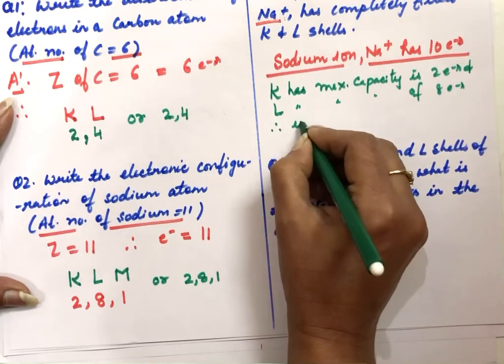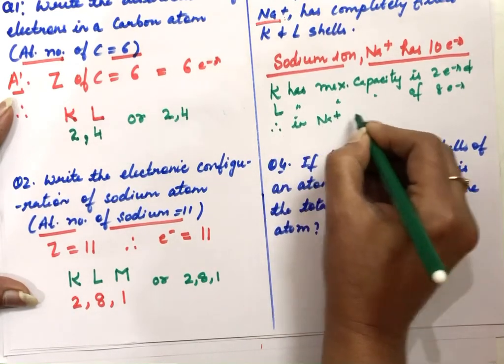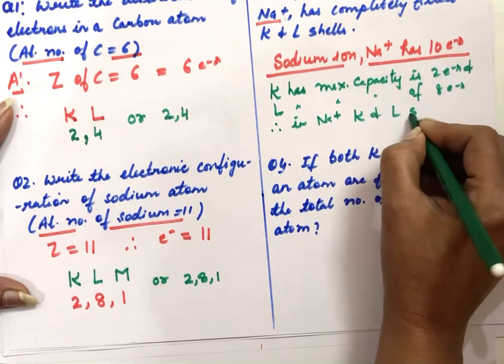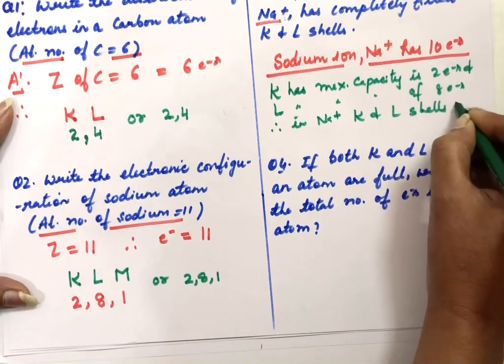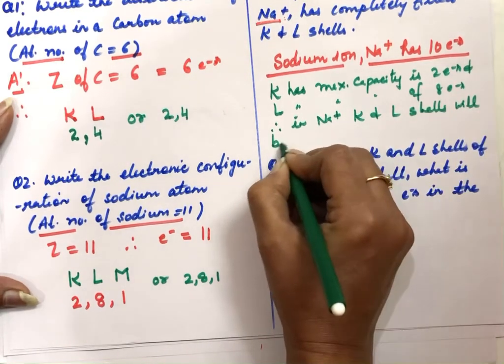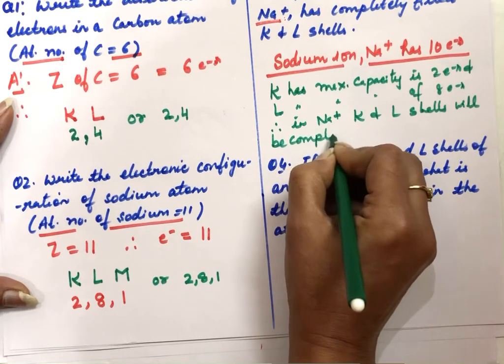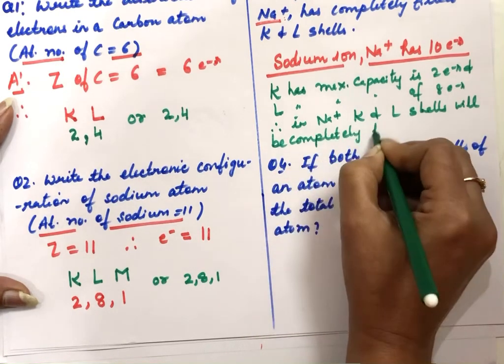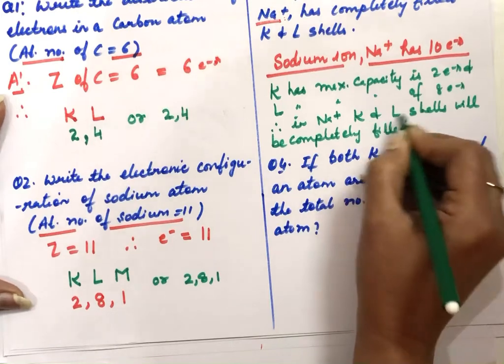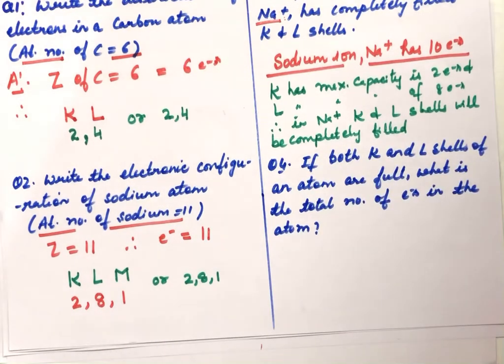Therefore, in Na plus, K and L shells will be completely filled, because we have to fill 10 electrons only, and in K and L together, when we complete these shells, there will be 10 electrons. Moving on to the next question.